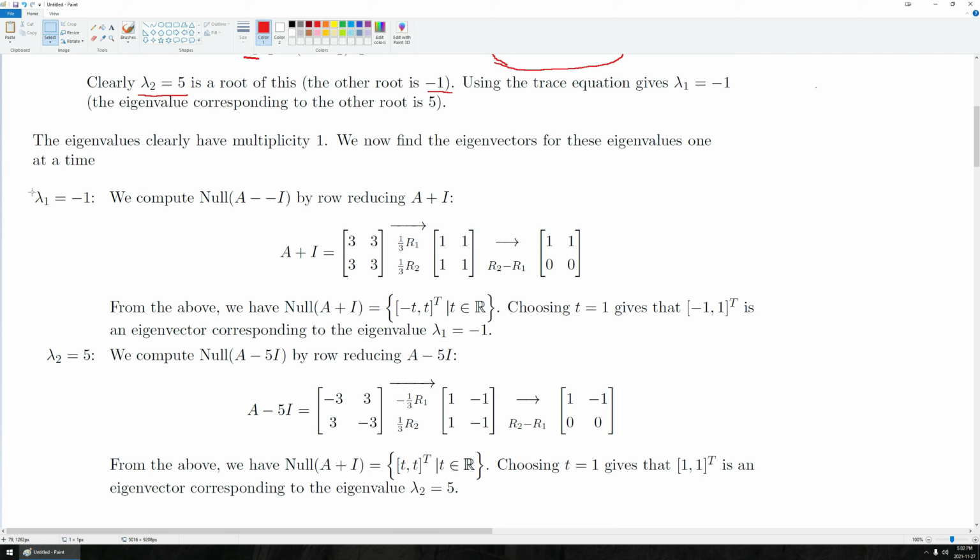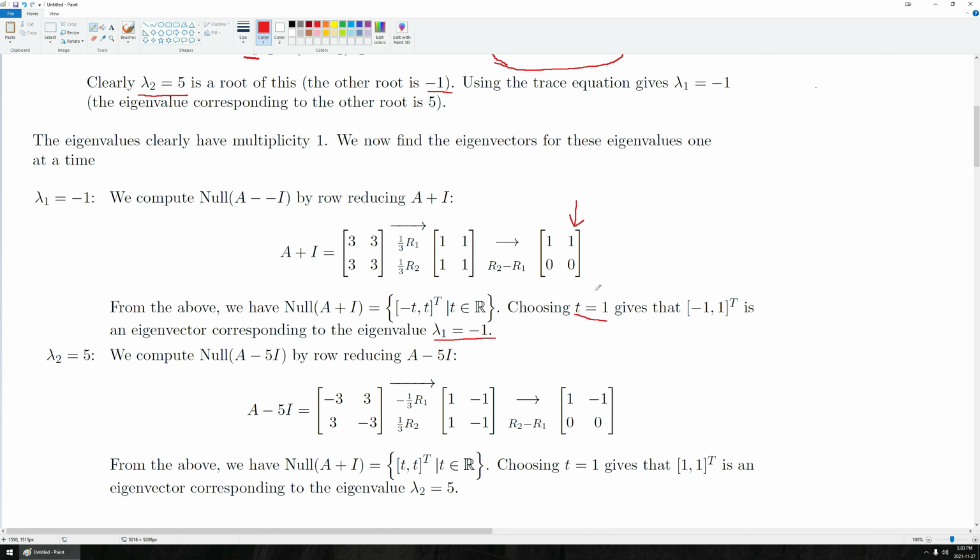Okay, so to find the eigenvectors for this, I simply compute this null space. Well, A plus I is just this. Simple row reduction gives me this. Here, my free parameter is associated with the second column, and from here, I simply get the null space is all vectors of the form negative t, t for t in R. So that's my eigenspace. So from here, I simply choose t is equal to 1 to get that this is an eigenvector corresponding to this eigenvalue.